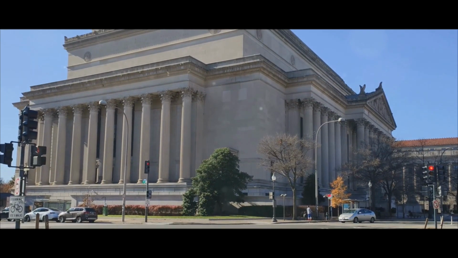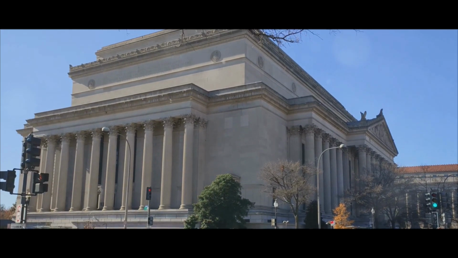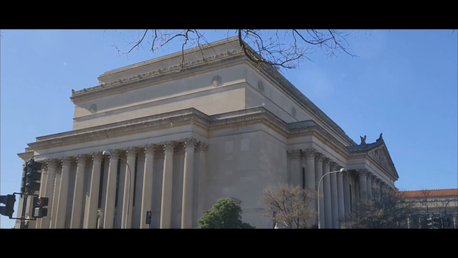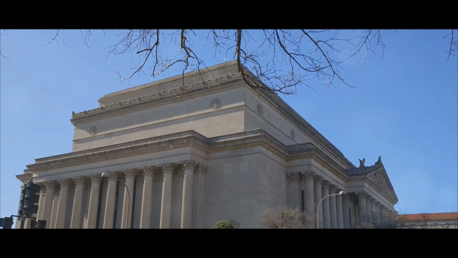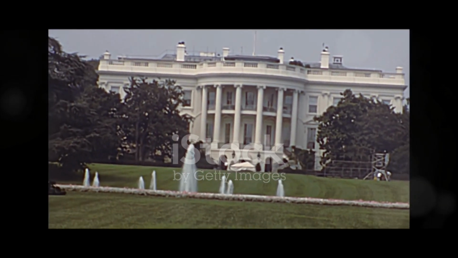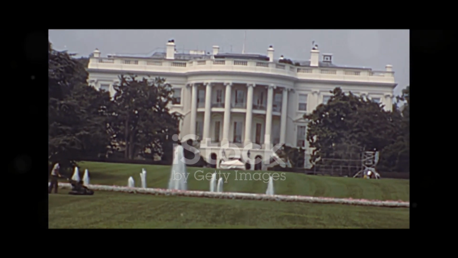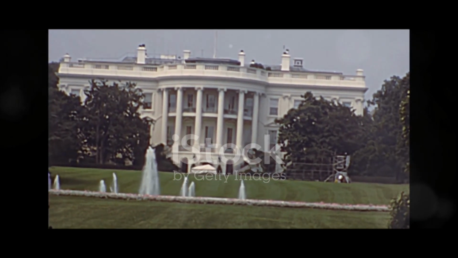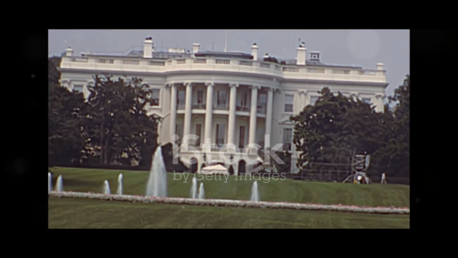Moving on to the late 1700s and early 1800s, the Federal period emerged after the American Revolution, showcasing classical motifs, symmetry, and refined details. The White House in Washington, D.C., and numerous state capitol buildings across the country are prime examples of this architectural style.